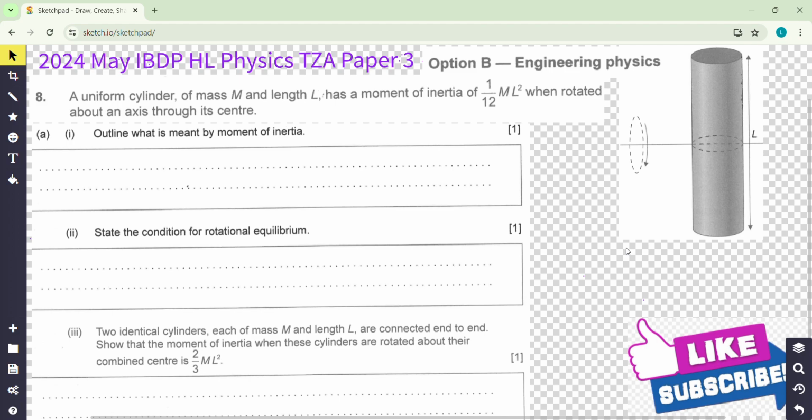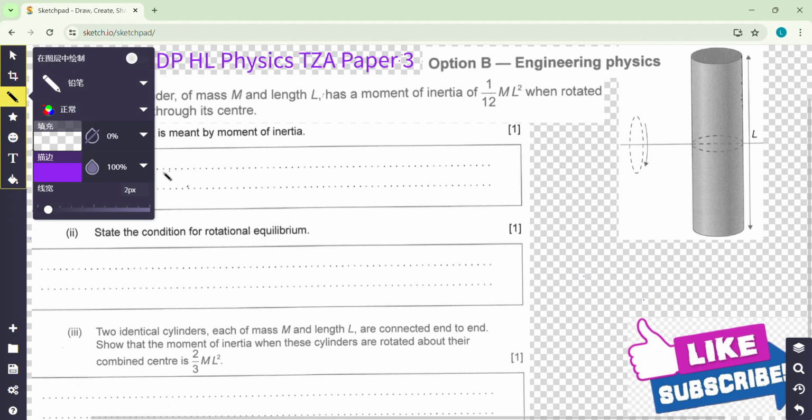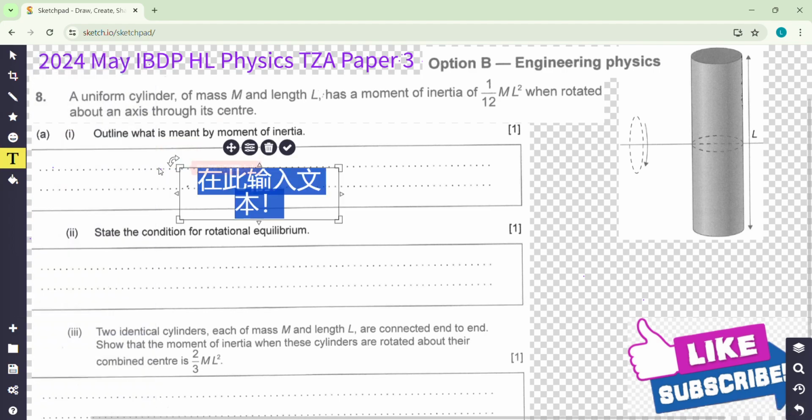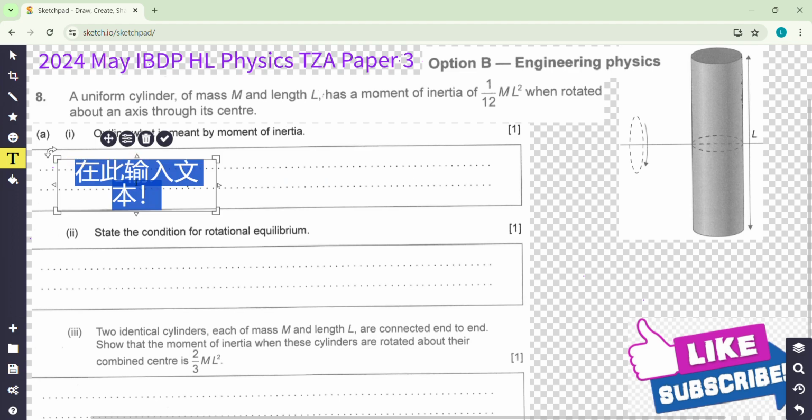First of all, don't look at all the things, look at question A1. Outline what is meant by moment of inertia. That's it. No need to look at the context, just a textbook problem. Definition. What is the definition of a moment of inertia?